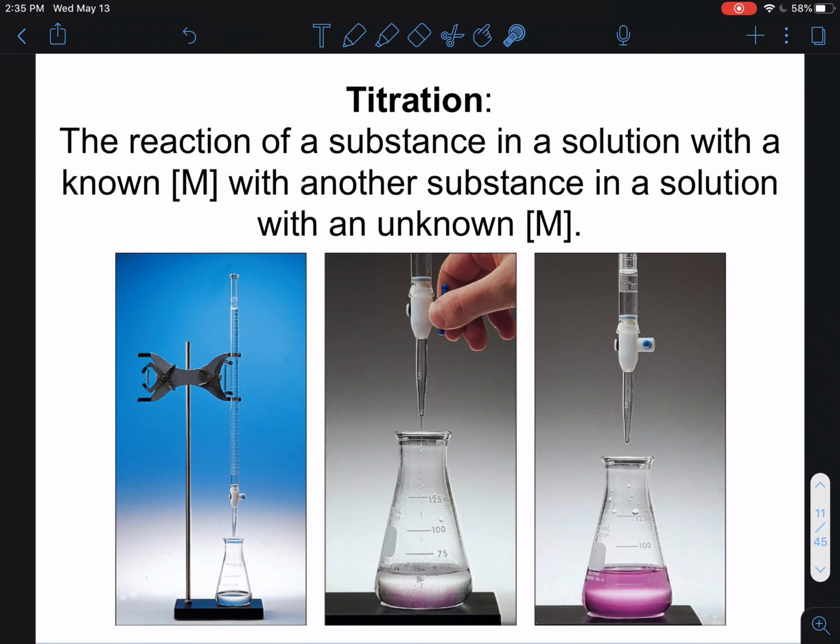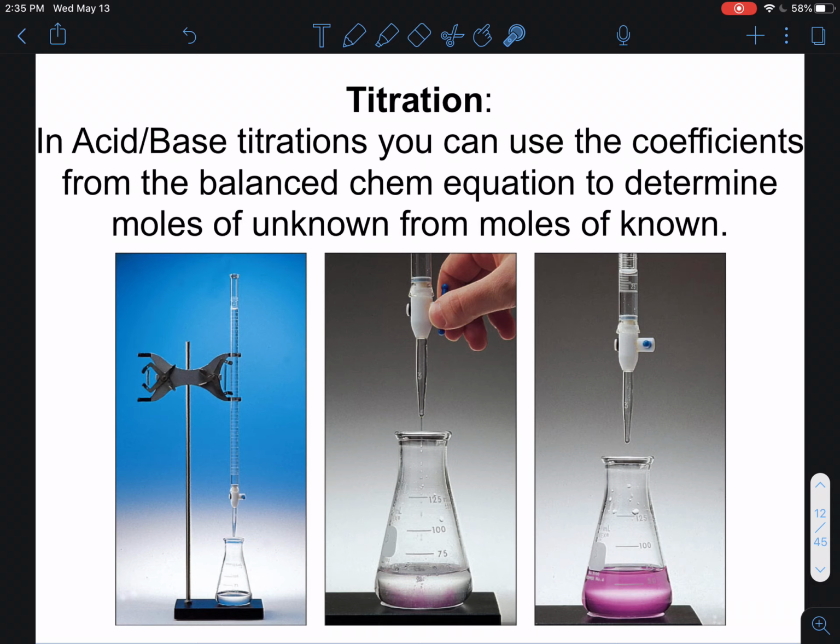So this leads us to titrations. This is something that we talked about in lab this week. Titration is the reaction of a substance in solution with a known concentration, specifically molarity, with another substance in solution with an unknown concentration. It is an analytical technique. So you can use the coefficients in acid-base reactions from the balanced chemical equation to determine the moles of unknown from the moles of known.